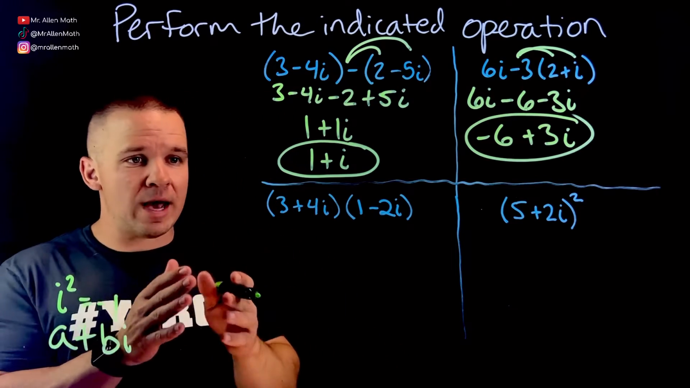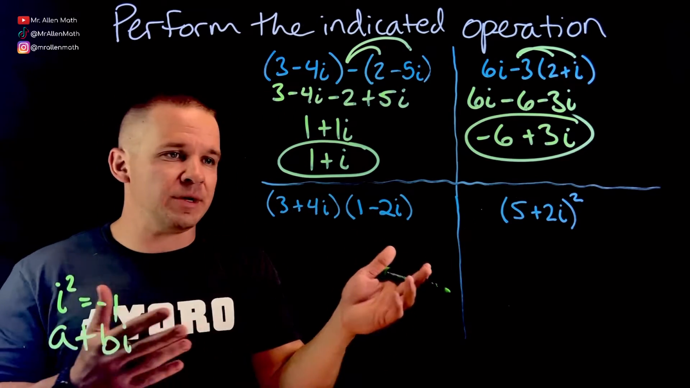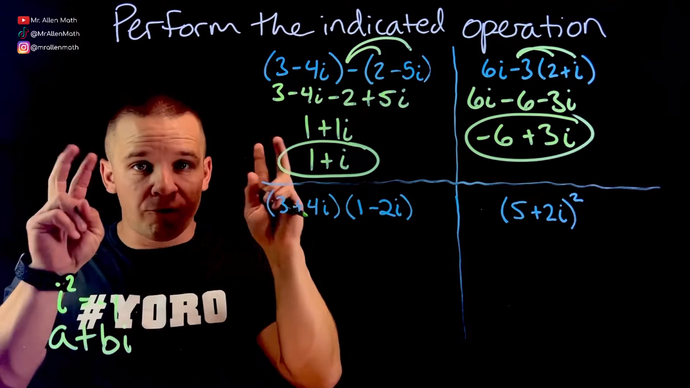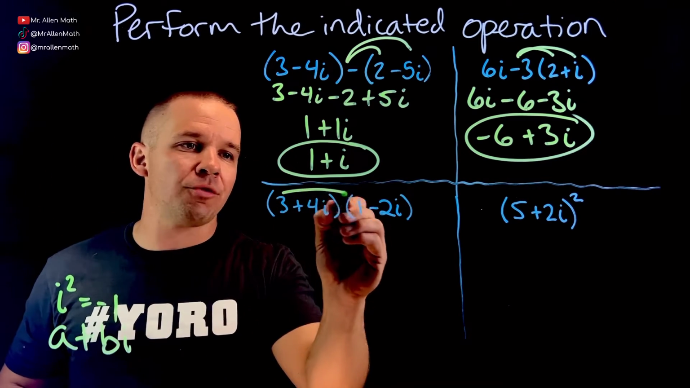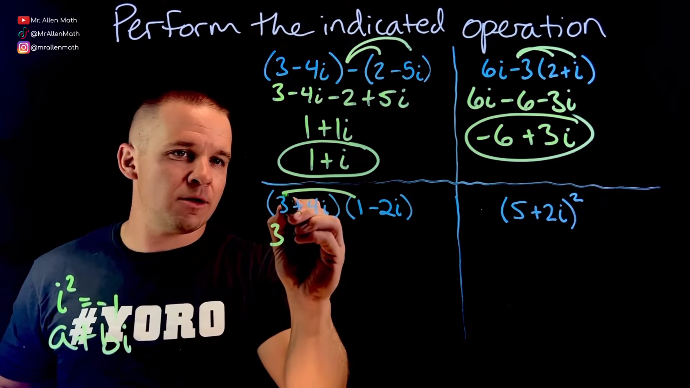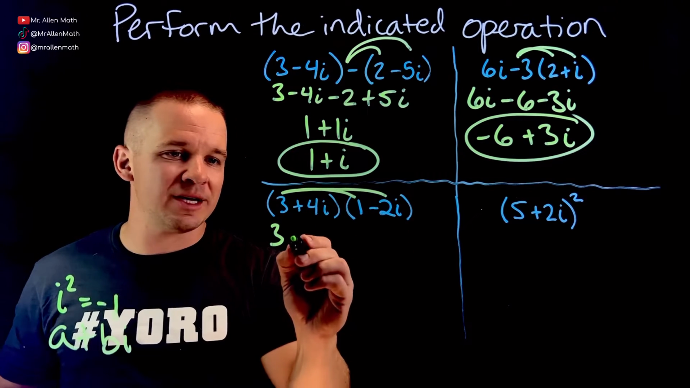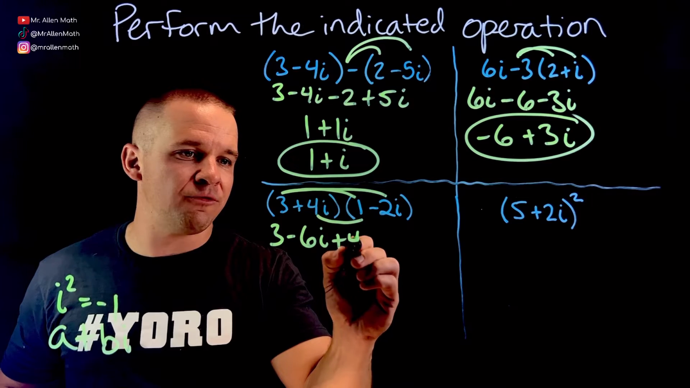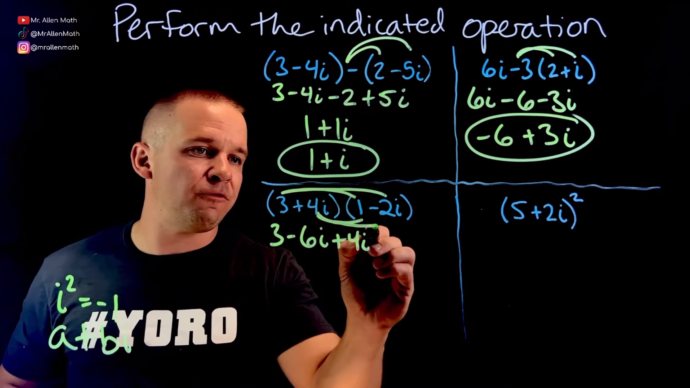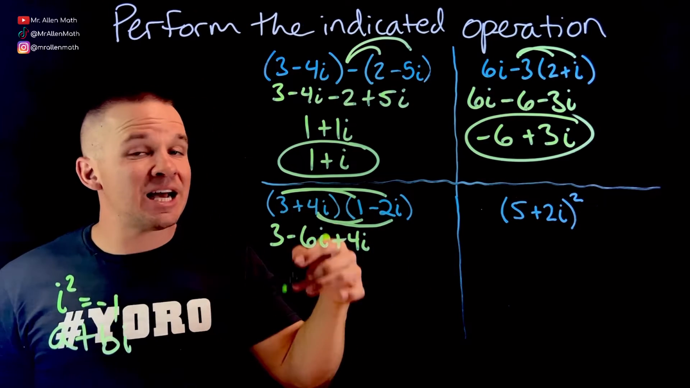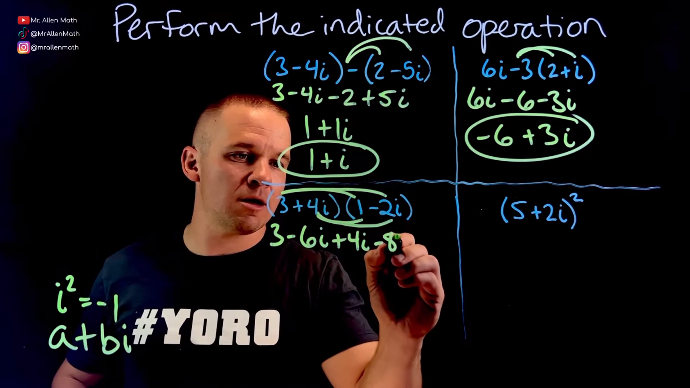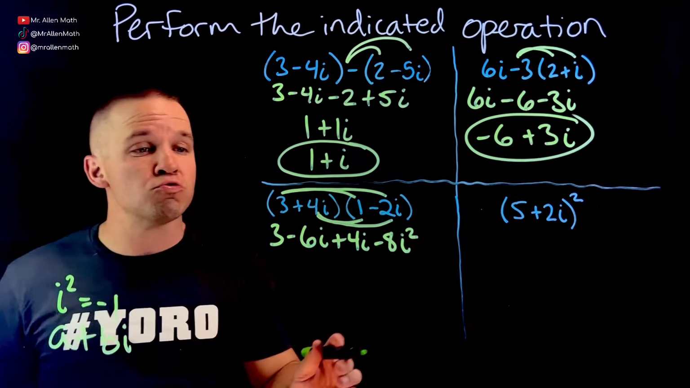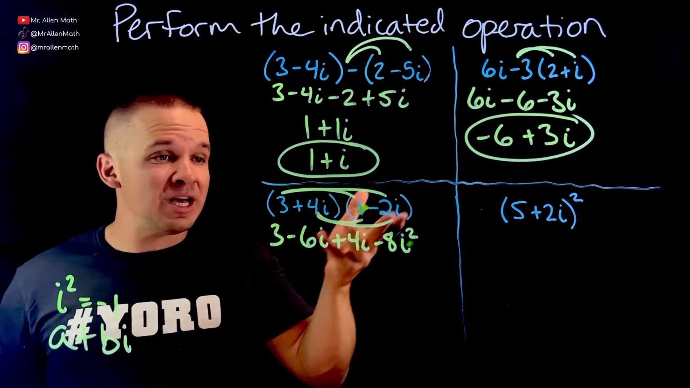So just like if you had x's or a's or b's or y's, whatever, I'm going to FOIL or distribute. I got 3 times 1 is 3. 3 times -2i is -6i. 4i times 1 is +4i. And then 4i times -2i is -8i squared. Ooh, our first encounter with the i squared.